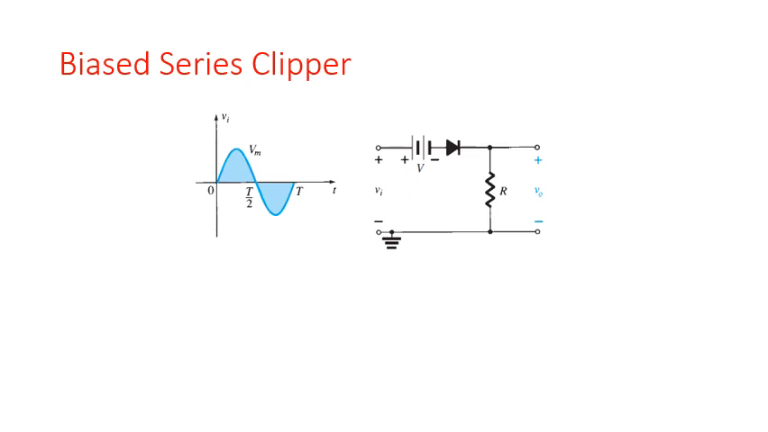Suppose I did not have this battery over here. It is very clear, since my diode is placed like this, the positive half cycle would appear as it is. In the negative half cycle, I would have nothing. So this is what my waveform would look like.